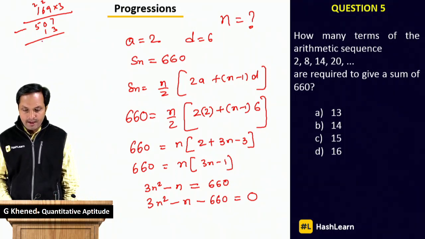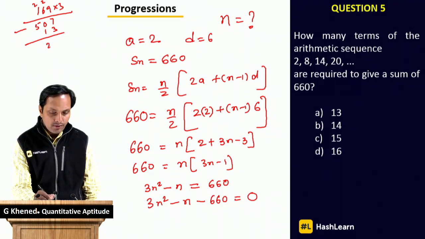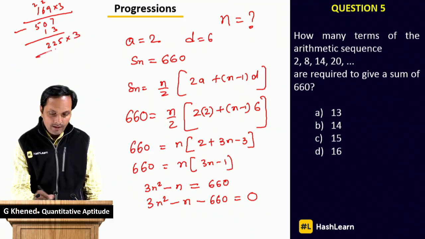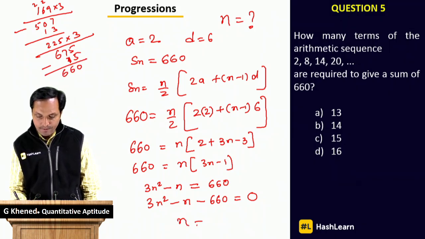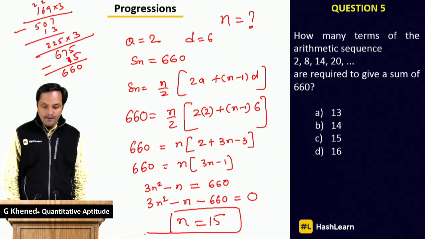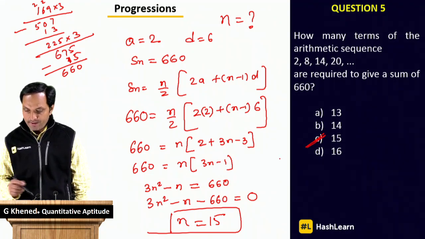If I take some bigger number, let me check with 15. So 15 square is 225. 225 into 3 is 675, minus 15 that I am taking, will give you 660. So n is equal to 15 by substitution method is the right choice. So n is equal to 15 is in option C. That is your answer.